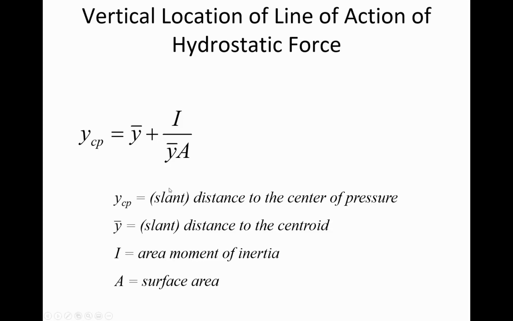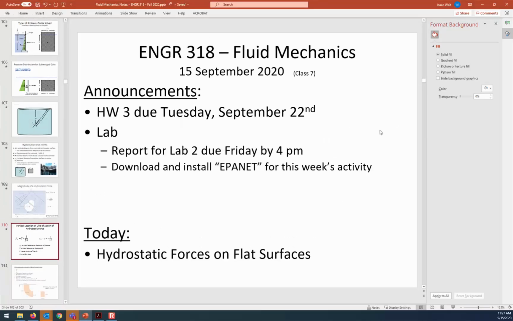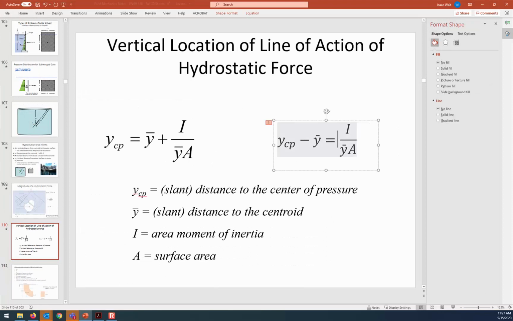I is the area moment of inertia, and we looked at some of those formulas already today. That was the second slide today, right after the announcements. It's when we were looking at the area moment of inertia. And A is the surface area of the submerged portion of the gate. Now, this isn't on your slide, but you should write it in the margin. All I've done here, oh, I guess we don't really need the plus. There we go. Plus is implied.